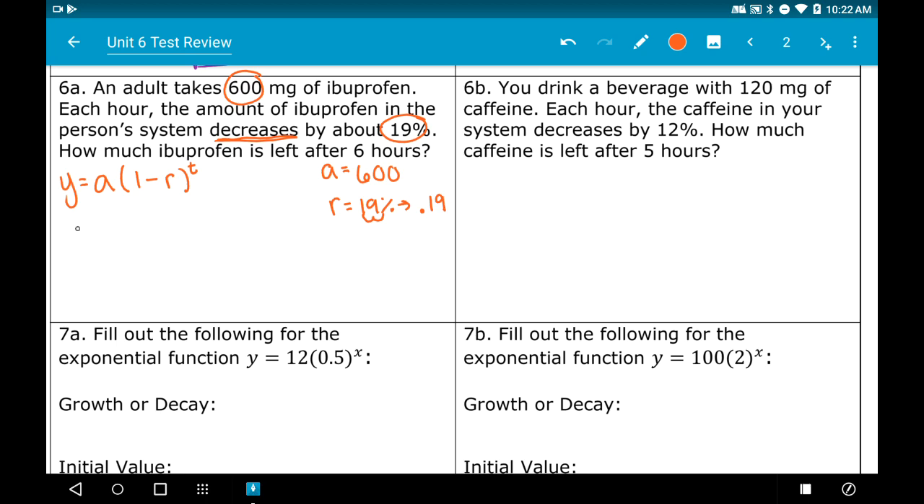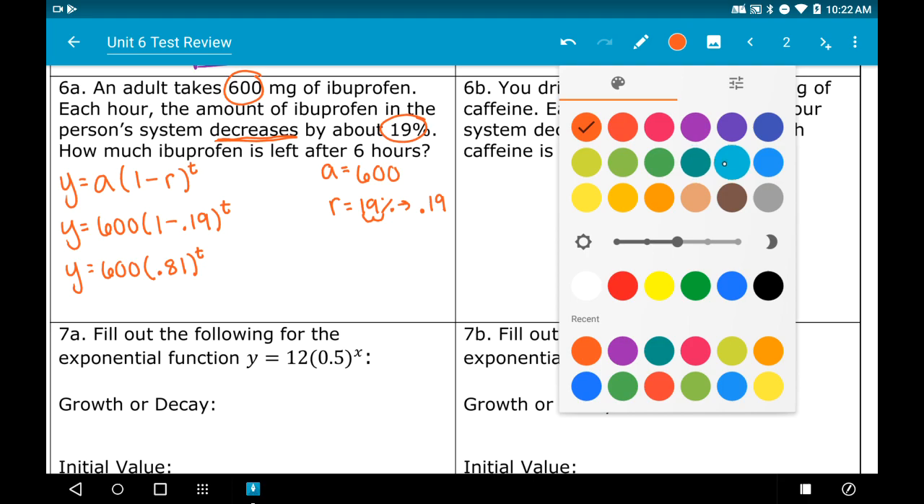So now we can fill in our formula here and get y equals, remember a is our initial, so 600 times 1 minus 0.19 to the power of t. And then when we subtract 1 minus 0.19, we get 600 times 0.81 to the power of t. So that's our first part.